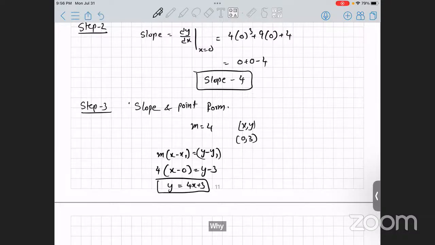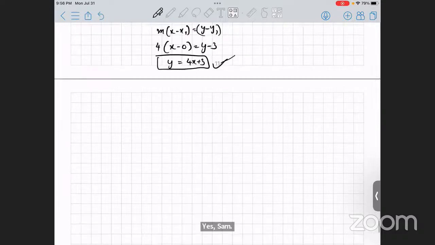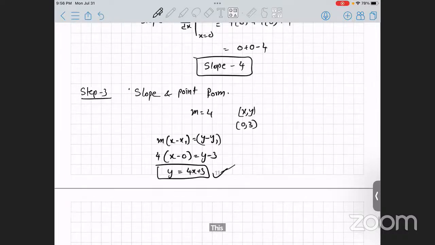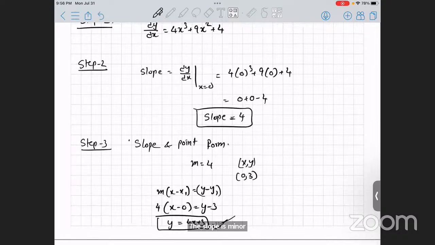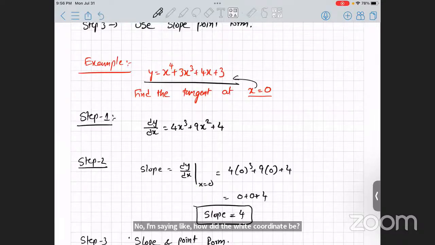Okay. Clear, everyone? Slope is 4, not minus 4. How did the y coordinate come? It is very easy. Look, y equal to x power 4 plus 3x square plus 4x plus 3. Substitute x equal to 0 and find the y value.